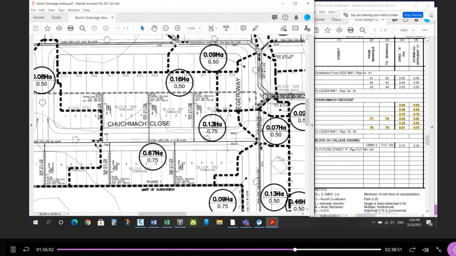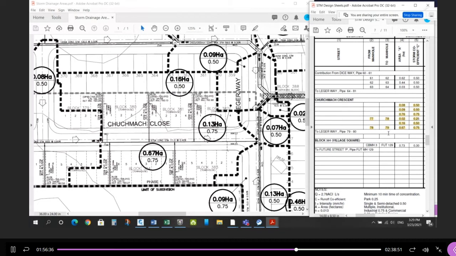This pipe from 78 to 79 has 2 areas associated with it. 0.67 at 7.5, this area here. And then you'll see these backyards here. These are different runoff coefficients, but it's combined. This area and this area and this area are all combined. The only reason you have two areas is because you have 2 different runoff coefficients. So you should see 16 at 0.5.